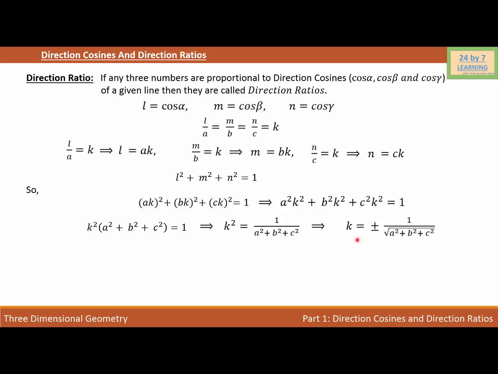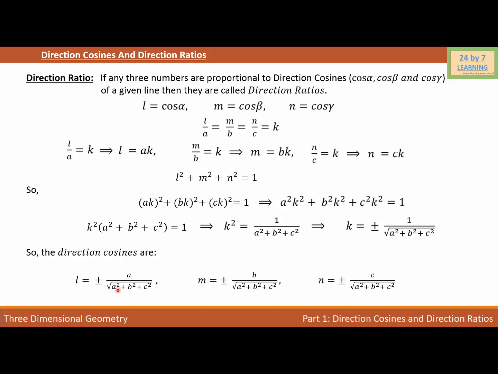So I'm going to substitute the value of K in these expressions for L, M and N. I have L equals AK, so I will write L equals plus minus A over the square root of A square plus B square plus C square. In the same way, I can write M equals plus minus B over the square root of A square plus B square plus C square, and in the same way N equals plus minus C over the square root of A square plus B square plus C square.